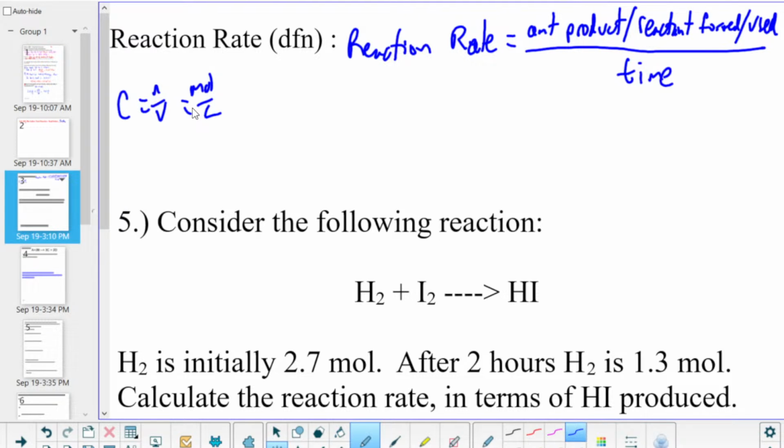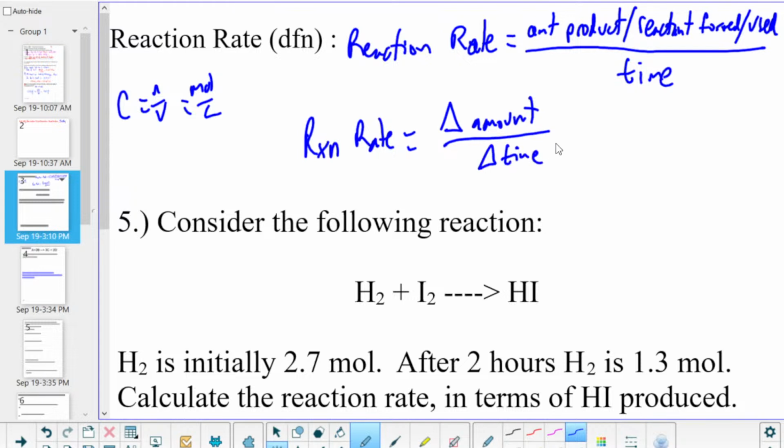changes. So a simple way of saying it is the reaction rate, and I'm going to stop writing out the word reaction because it takes too long. Reaction rate is equal to delta amount over delta time. What does delta mean? Change. So beginning to end, final minus initial.